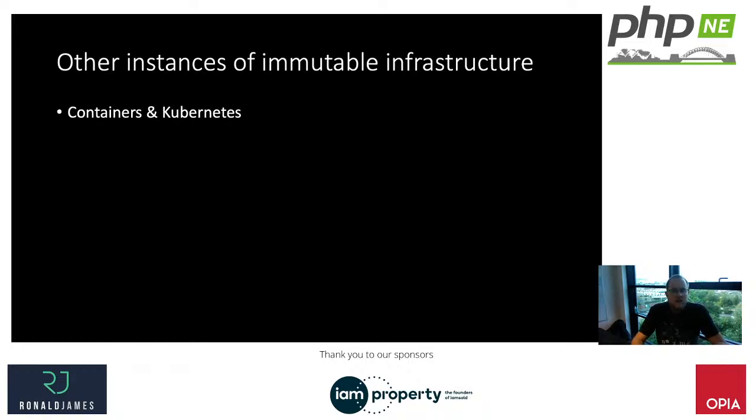Containers and Kubernetes are also examples of immutable infrastructure, so you may be familiar with it if you're using containers or Kubernetes, as they tend to be immutable. You do a new deploy, it'll roll out new containers and destroy the existing ones.